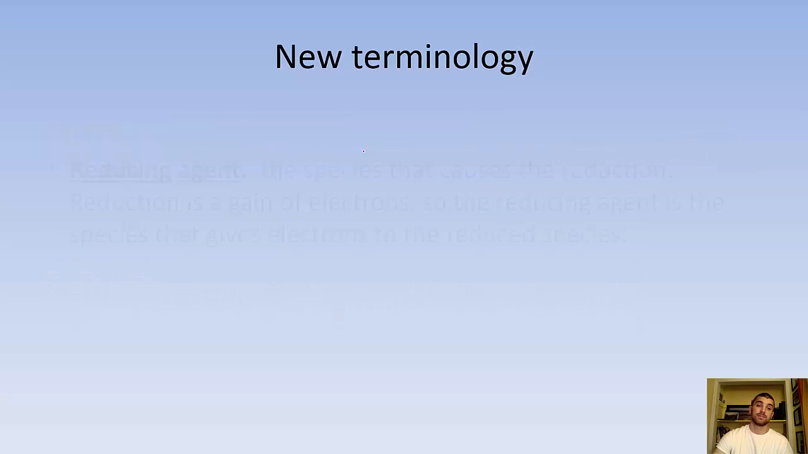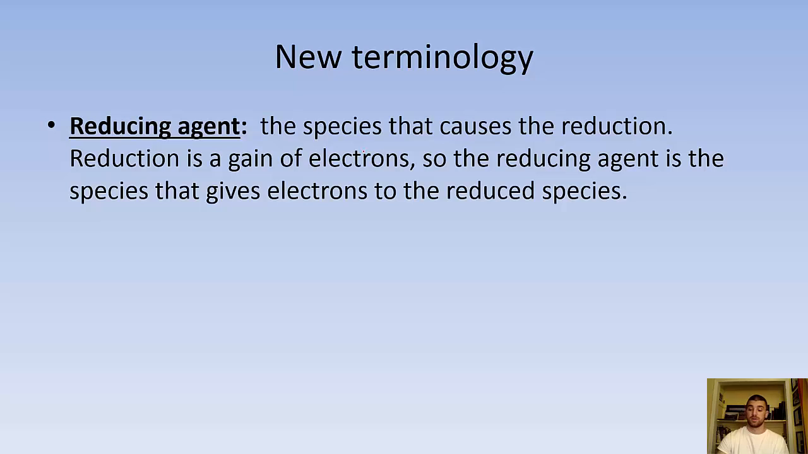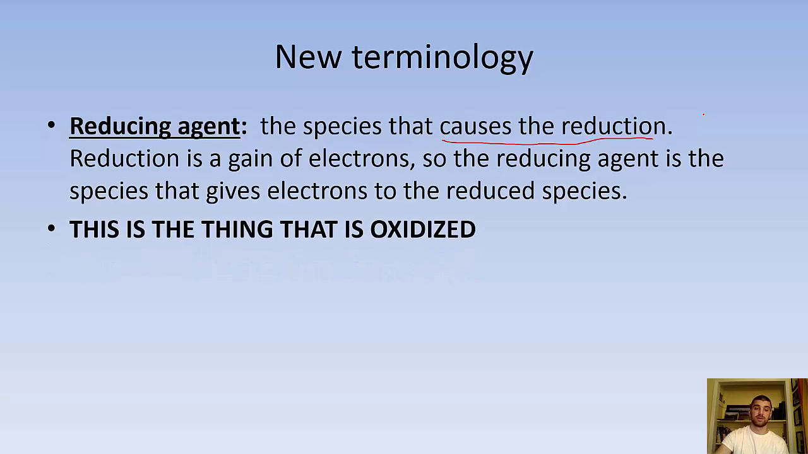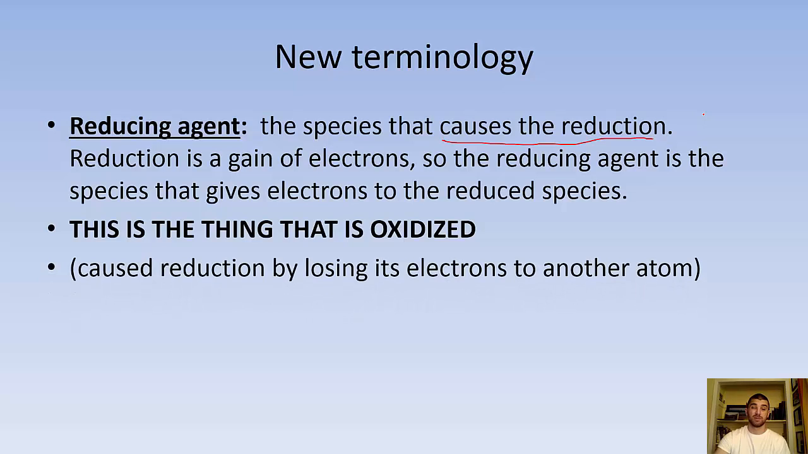Right? The opposite is true for a reducing agent. It causes reduction. It causes something to gain electrons. How does it do that? Well, a reducing agent gets rid of electrons and gives them to the thing being reduced. So that means that the reducing agent is the thing that's oxidized. Right? So it causes reduction by losing its electrons to another atom.